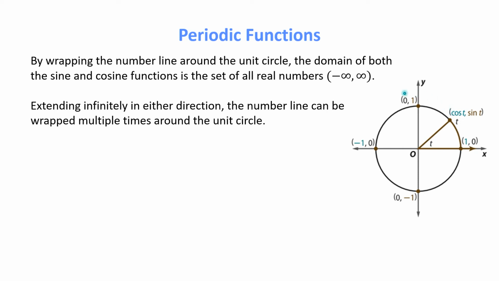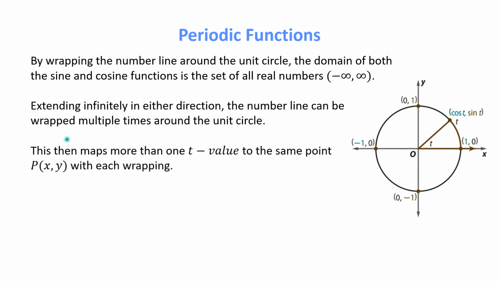Now, if I go around and do a full rotation, I come back to the same point. What this means is that more than one t value is mapped to the same point P with each wrapping. One wrapping we consider to be a full rotation, so a rotation of 360 degrees. But of course, because we are working with real number t, this is equivalent to 2 pi radians.